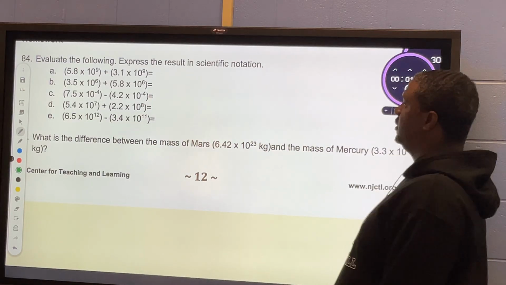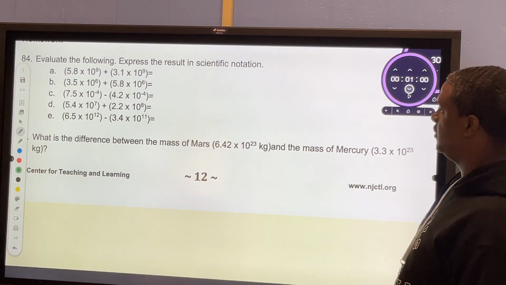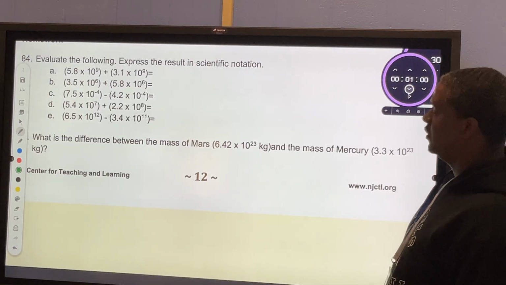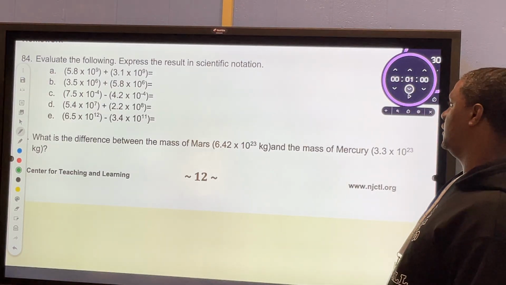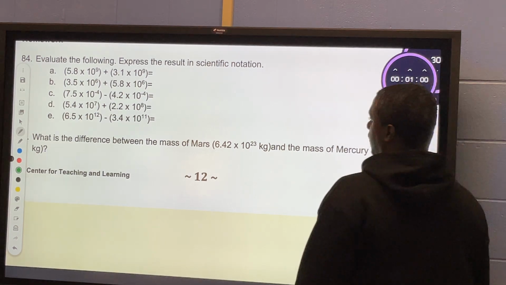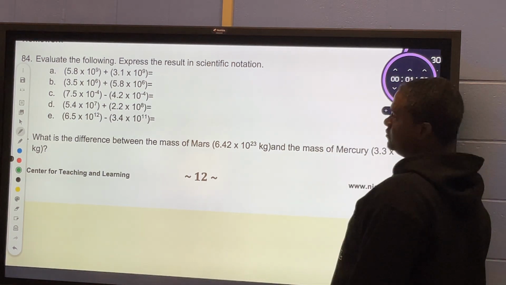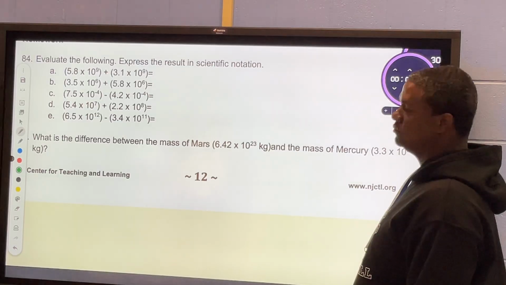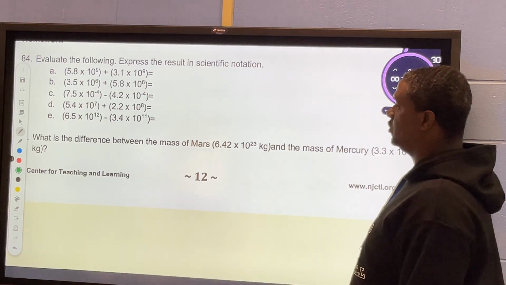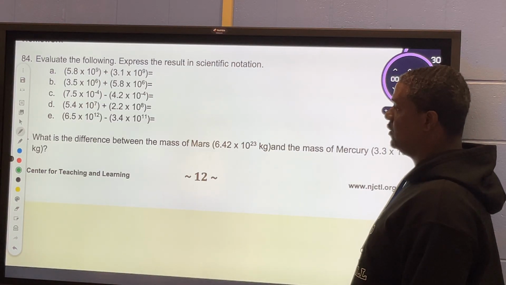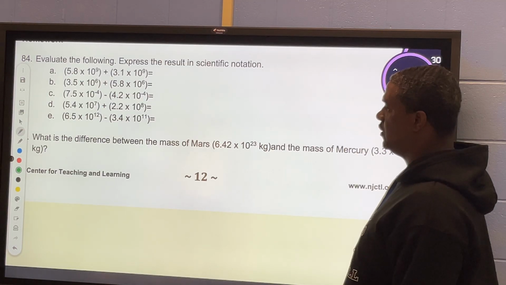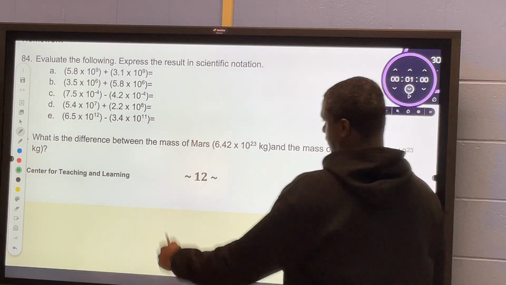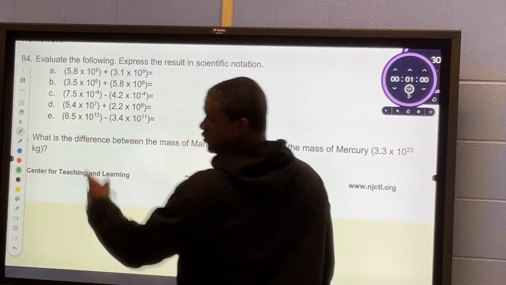So look at E. Are my exponents the same? No. So what do I need to do? Move the decimal to the left. It's going to be 0.34 times 10 to the 12th power.